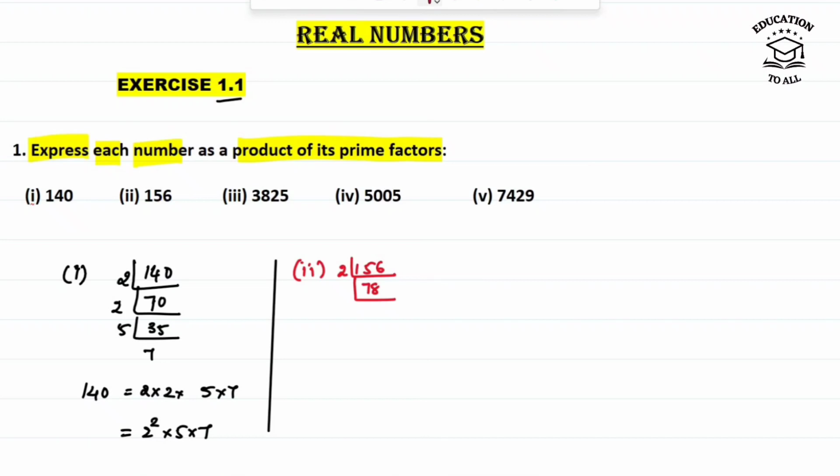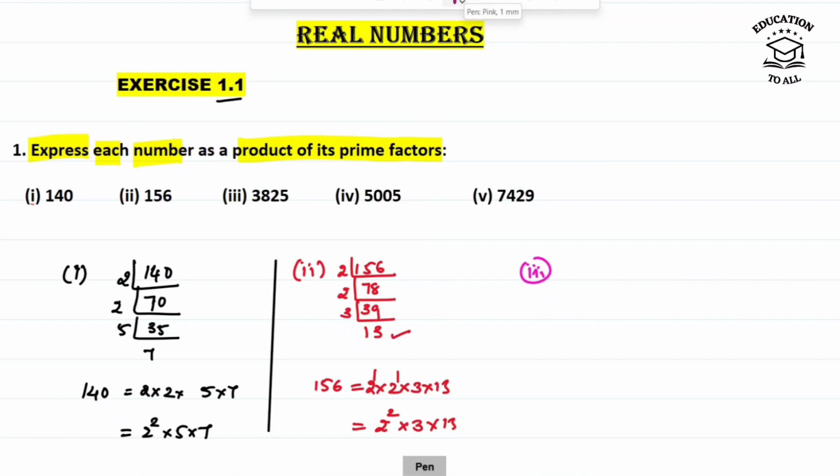Again the unit digit is an even number, so again 2 table. 3 times 6, 1 carries, 18 means 9. 3 table is cancelled now, so 1 time and 3 times 13, so 13 is a prime number, we can stop. The prime factors of 156 are 2 into 2 into 3 into 13, so this we can write as 2 square into 3 into 13.